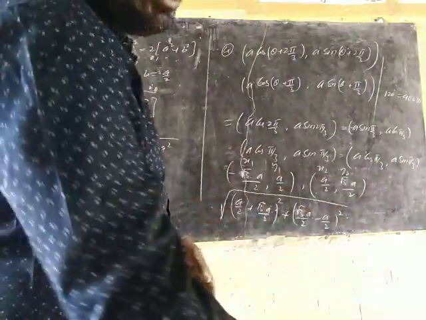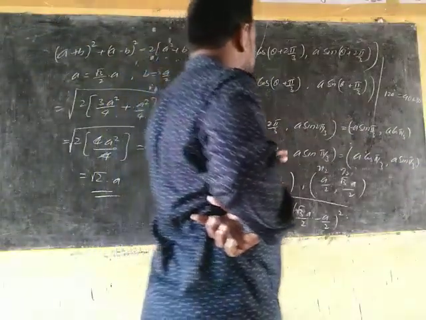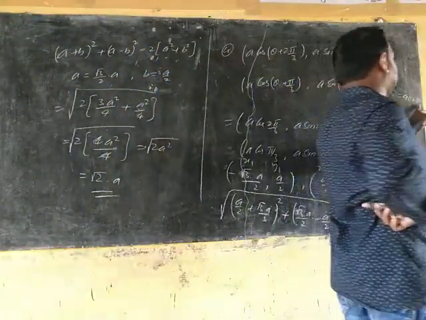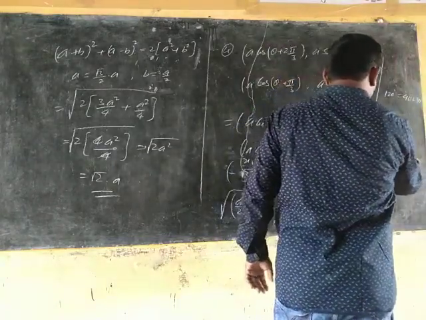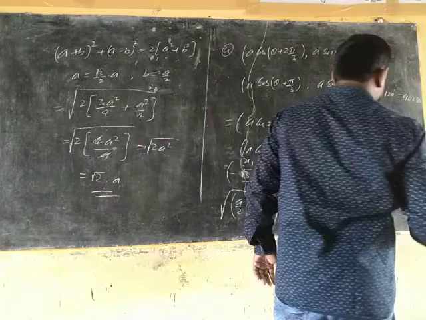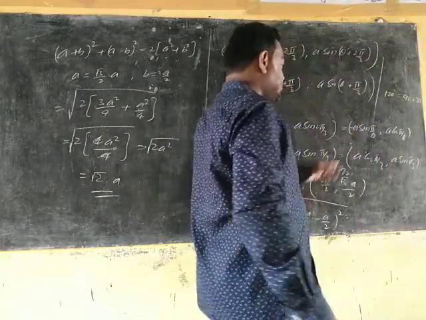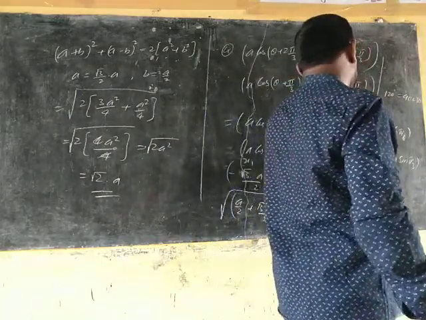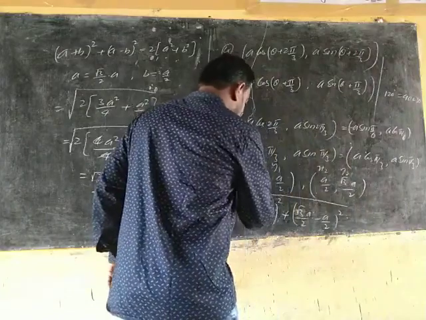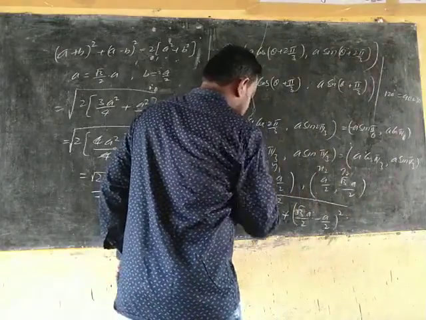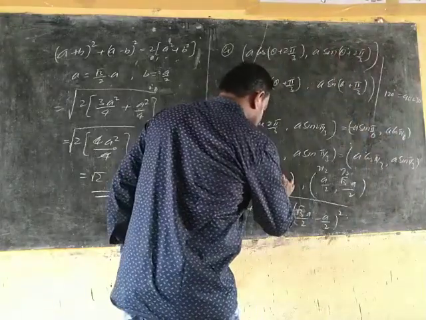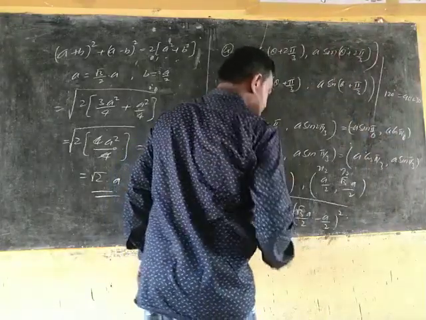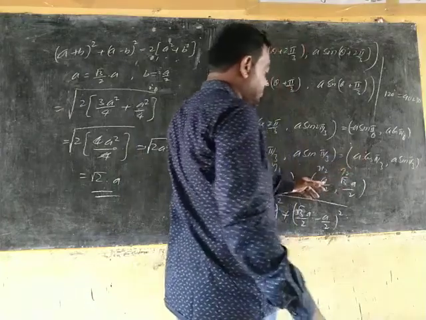Which is the right option? Here we made one mistake. You see 90 plus 30, 30 is pi by 6. So pi by 6 here. Sin pi by 6, sin 30 value is 1 by 2. So minus a by 2 here. Next, cos 30 value is root 3 by 2 into a. So this one stays as it is.